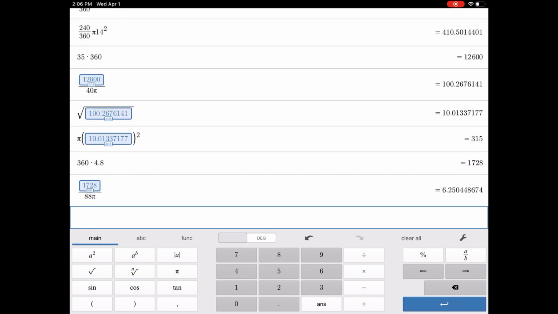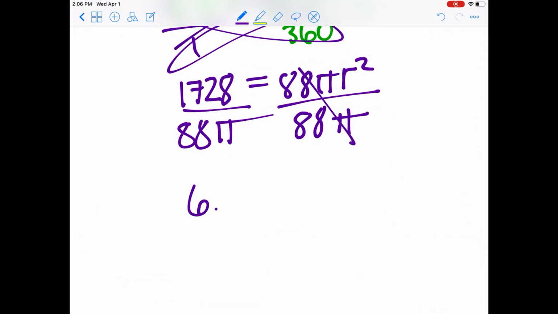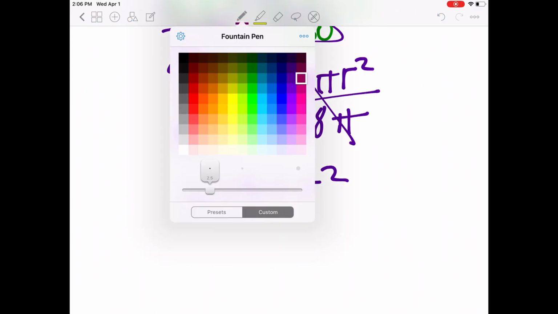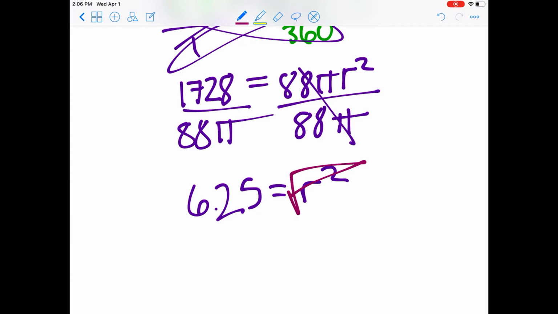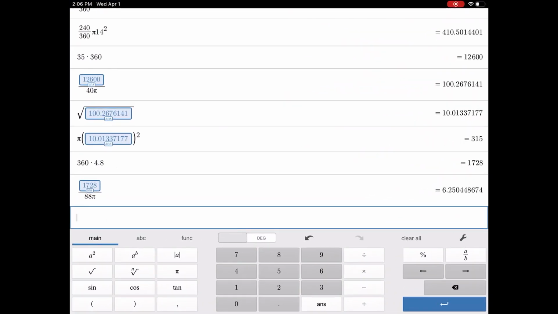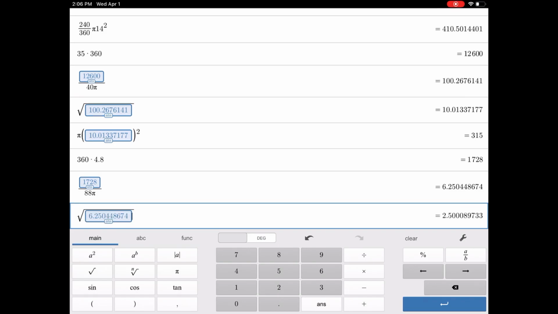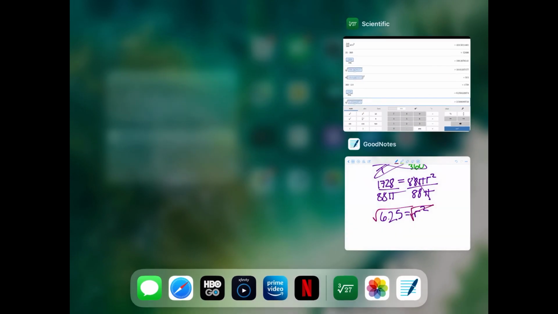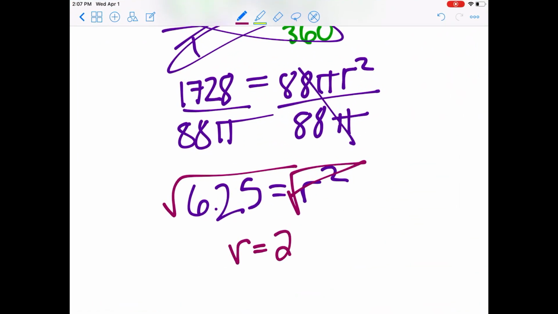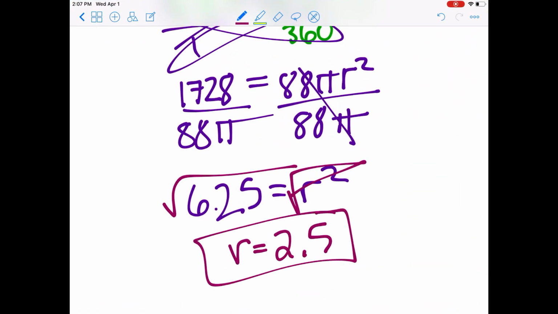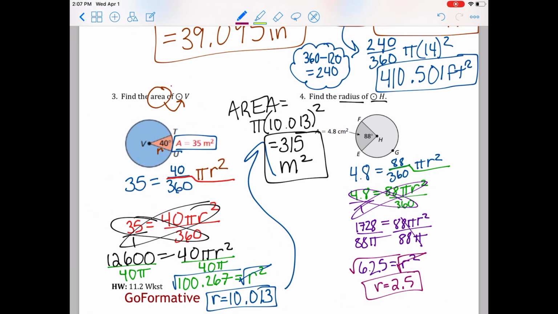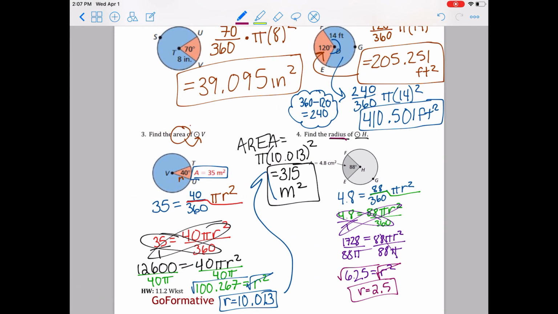6.25 equals r squared. And last step, to undo a square, you square root it. So again, I'm going to use all of that. So I'm going to square root, and then I'm just going to put the answer button in there, and we get 2.5. See how clean that looks? So r is equal to 2.5. And it looks like that was the question it was asking, find the radius. Okay, so there we go. Pause the video there if you would like to review the work to those questions.